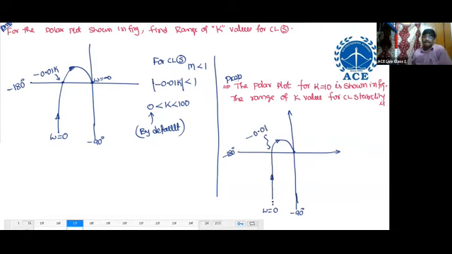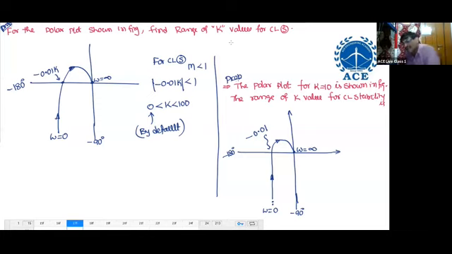Come on, do it. So what happened here? Listen, this is the polar plot for K equal to 10. Anybody answer?